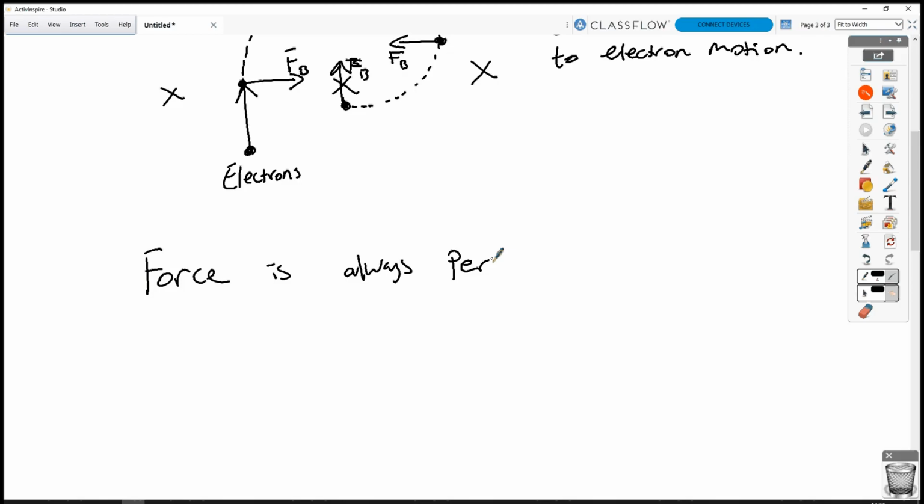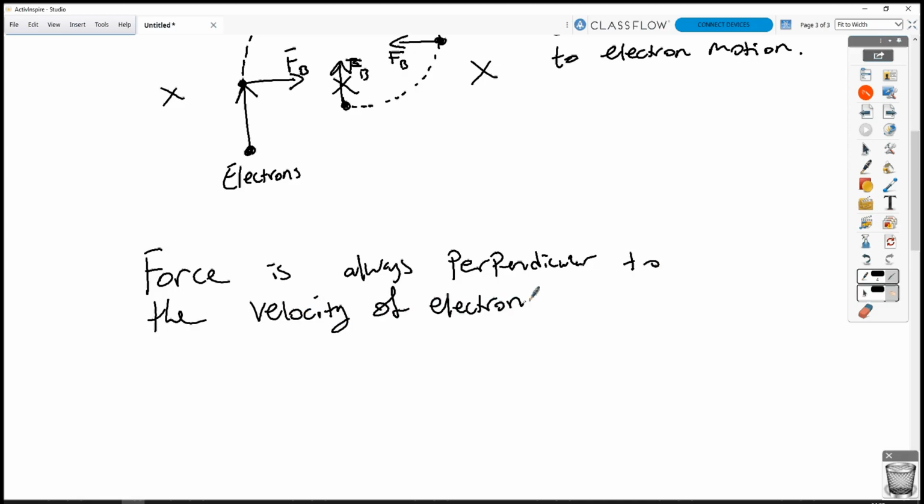One second. So force is always perpendicular to the velocity of the electrons. Which gives circular motion.